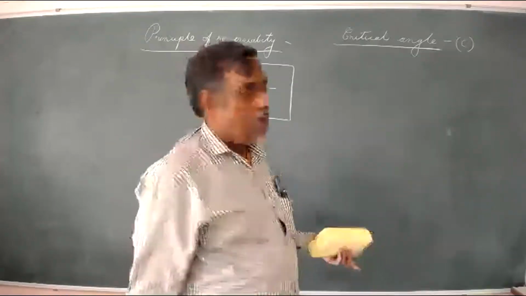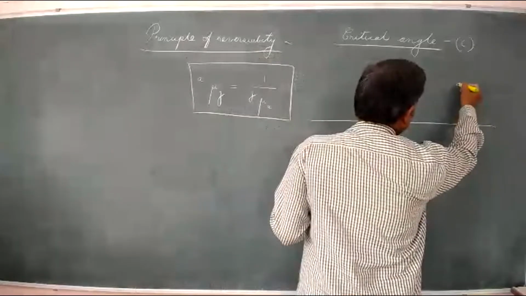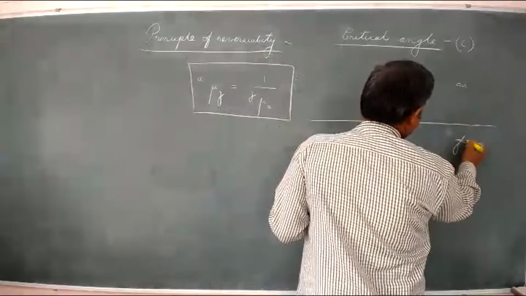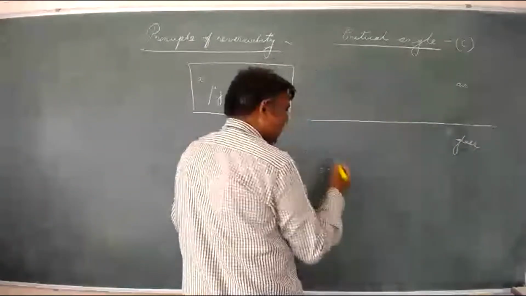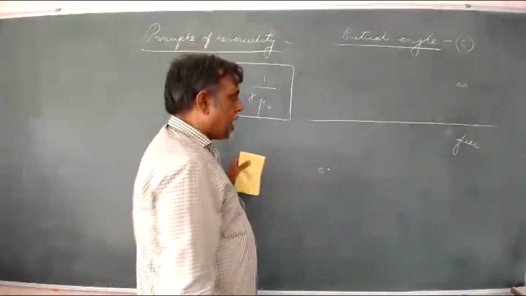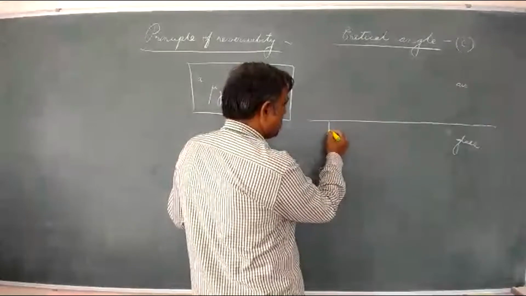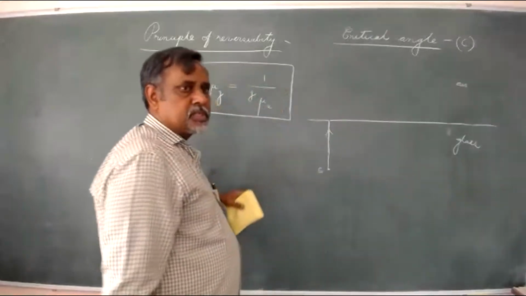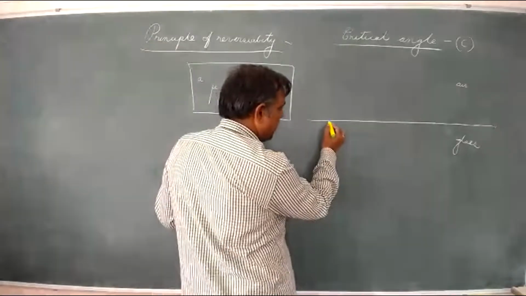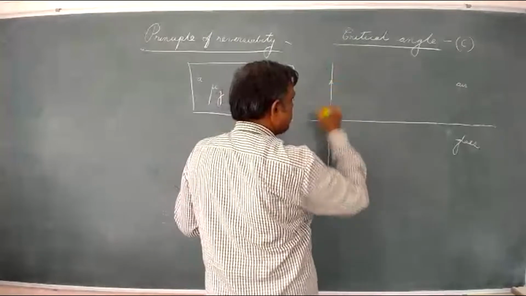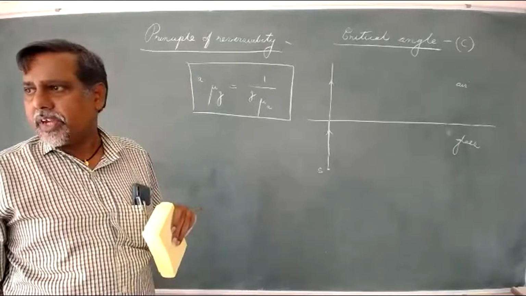Different situations I will be showing over here. Look at this. This is air and this is glass, and you take a source of light in the glass. If you take a normal incidence over here, then without any deviation, the light ray will just pass through.